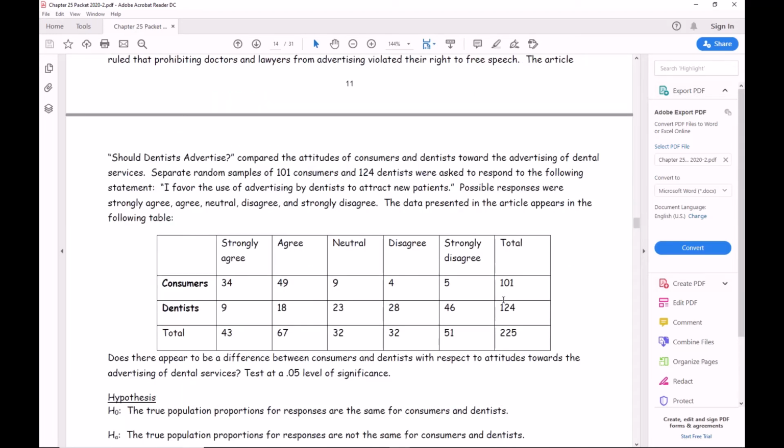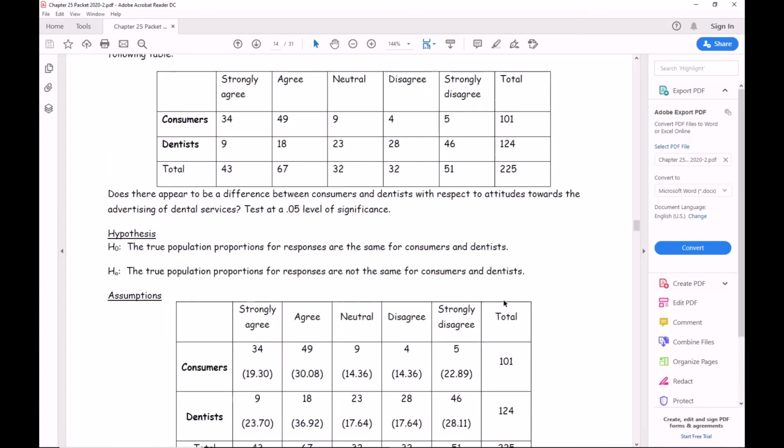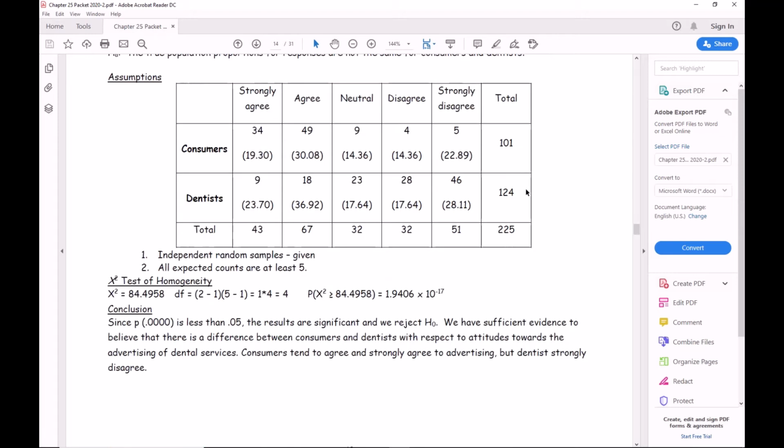So this was about the dentist advertising. We ran through this in class, and this is a completed table. And remember, you got this expected count by doing this column total times this row total divided by the table total, right? And yeah, so that's your test of homogeneity. Just make sure you go over the ones you did for homework and you are able to do it.